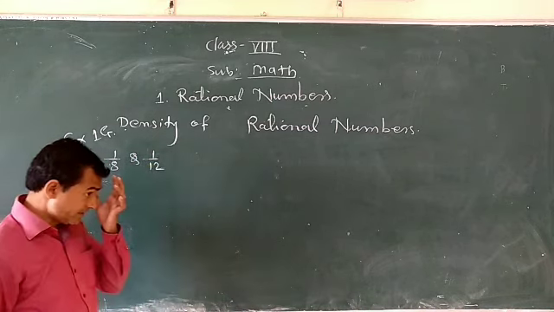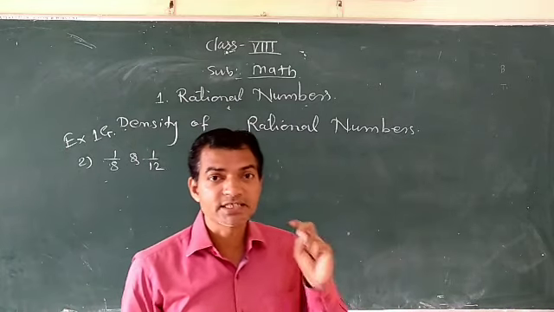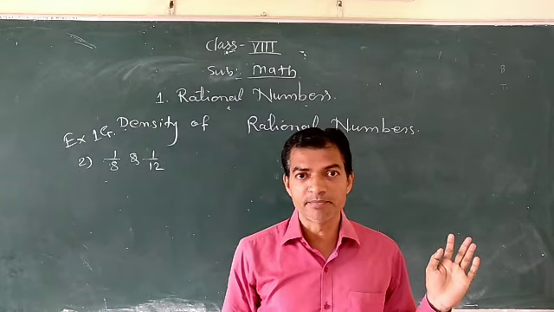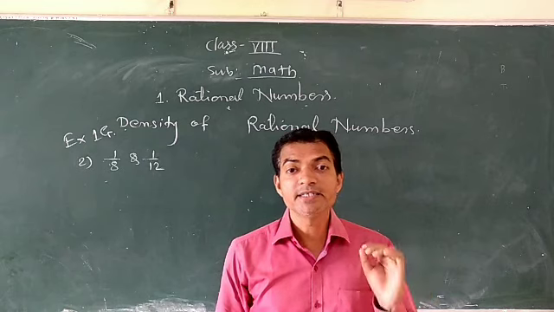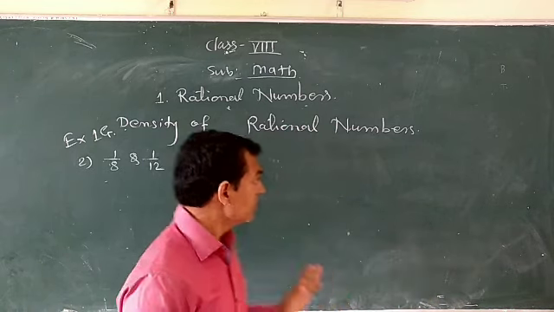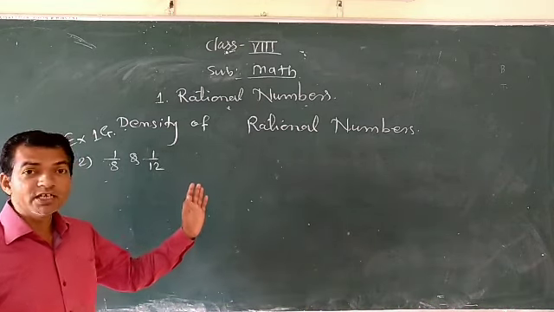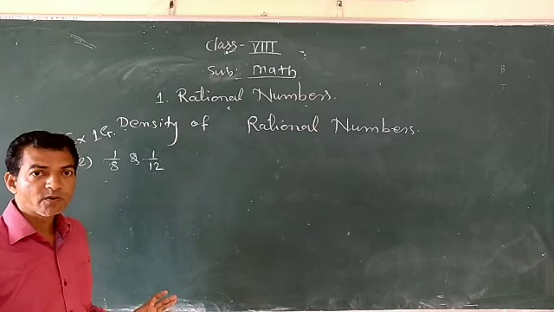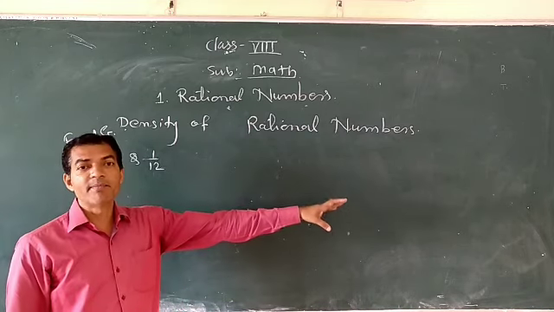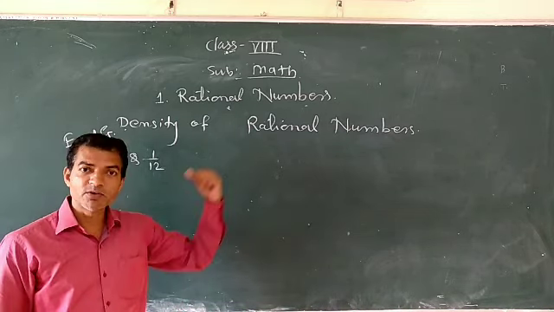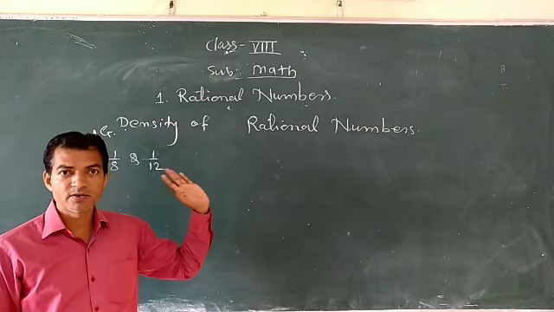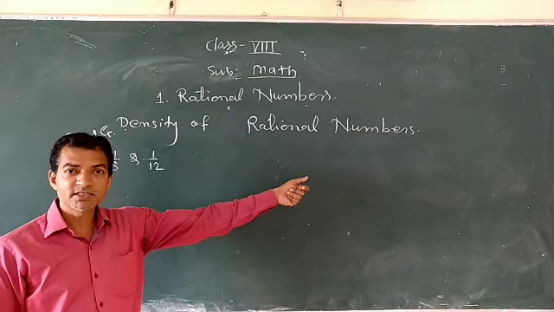This is also very simple. Here you have to find three rational numbers, means any three rational numbers. So here the denominators are different. Okay, so we cannot draw the number line here. If the denominators are the same, then we can draw the number line.